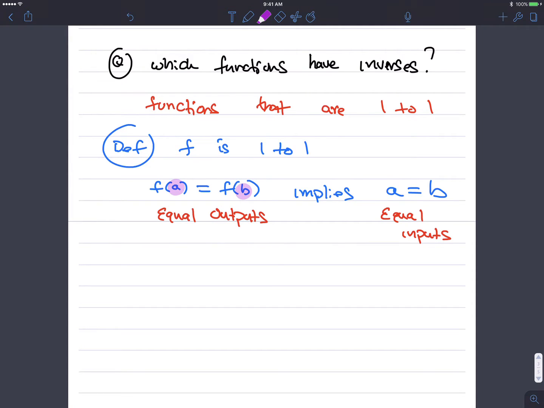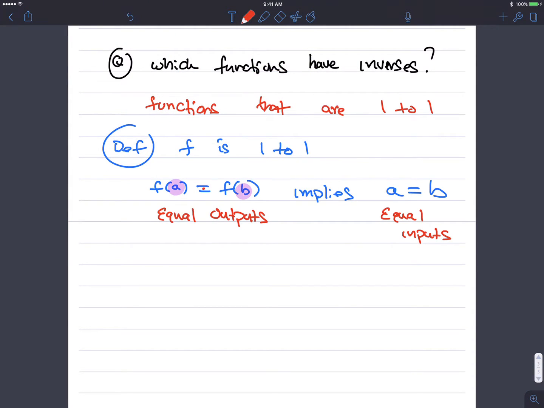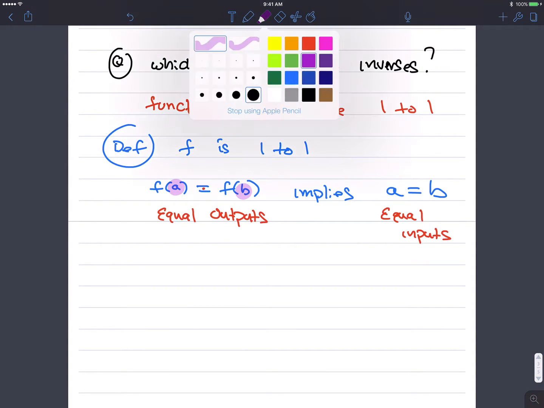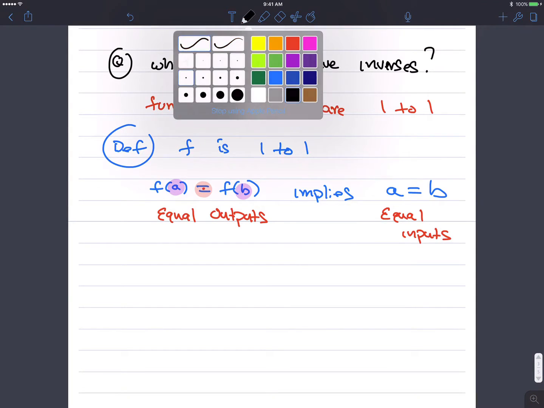A and B are inputs. So you have f of A and f of B, those are outputs. And we're saying the outputs are equal. That implies, guarantees that you had equal inputs. So here's kind of what this looks like for us.